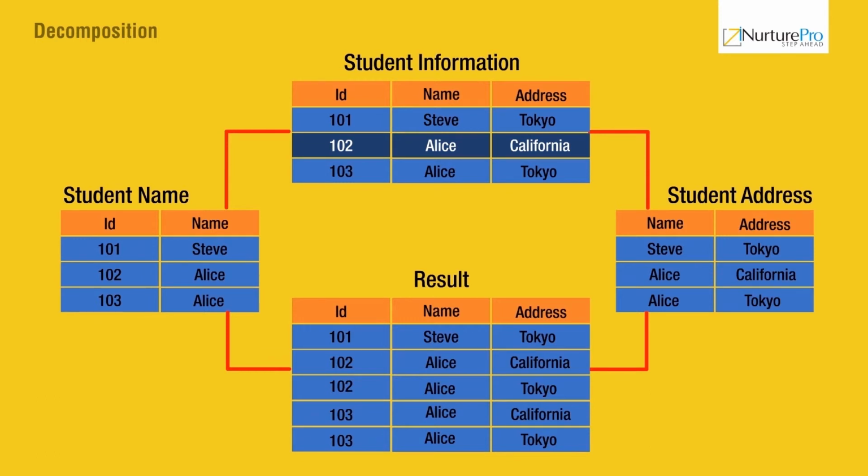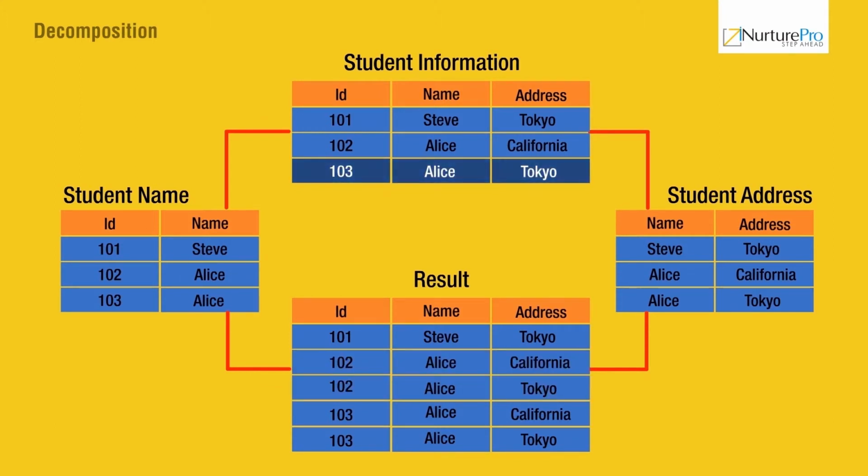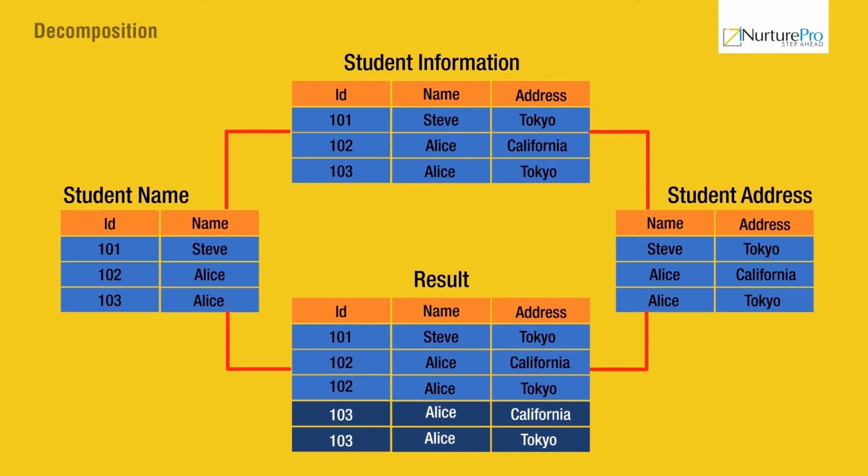As you look at the original student information, the student Alice with ID 102 actually lives in California, but the resultant table produces 2 results that either she lives in California or Tokyo. Similarly, student Alice with ID 103 actually lives in Tokyo, but the resultant table produces 2 results that either she lives in Tokyo or California. Therefore, the actual information is lost, and this leads to lossy decomposition. In this example, we saw that the records were not lost. Instead, what we lost was the information about which records were present in the original relation.